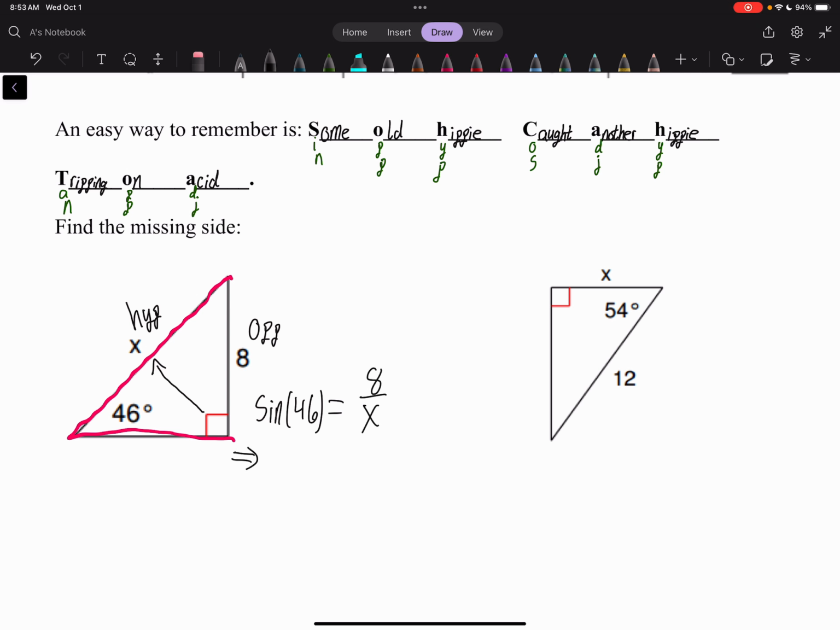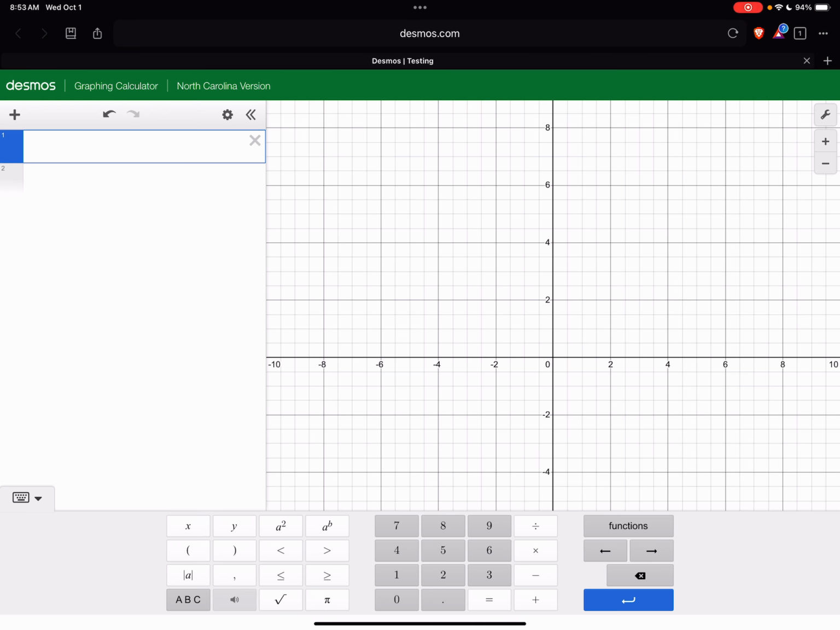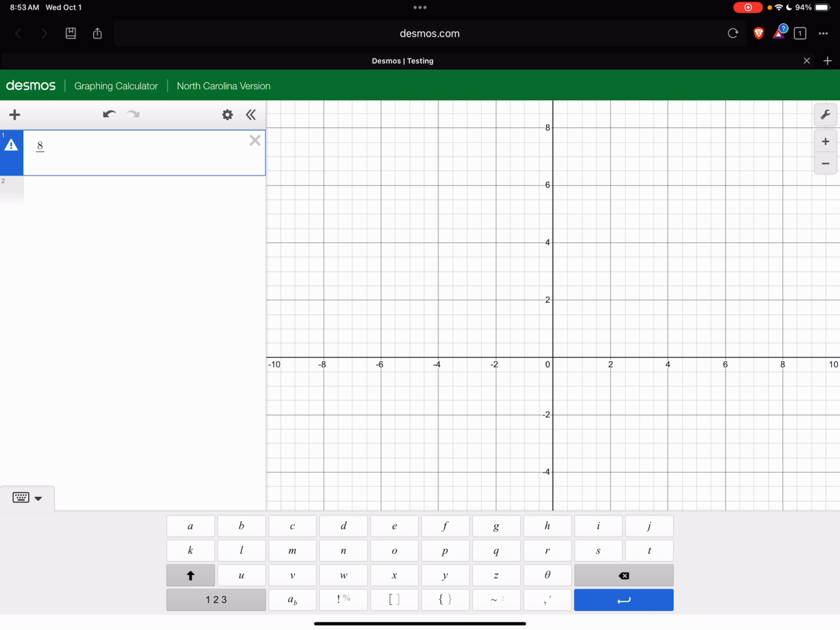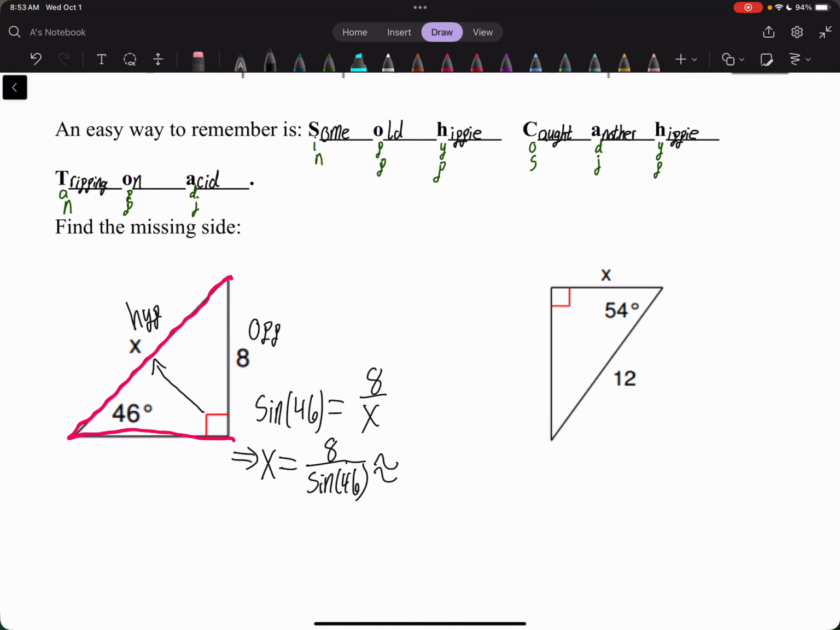From here, I'm going to solve for x. X is going to be equal to 8 divided by the sine of 46. And I'm going to plug this into Desmos. I need an approximate symbol because I'm going to have to round. So 8 divided by, I'm typing in the word sine, and my number was 46. 11.1. Finished.